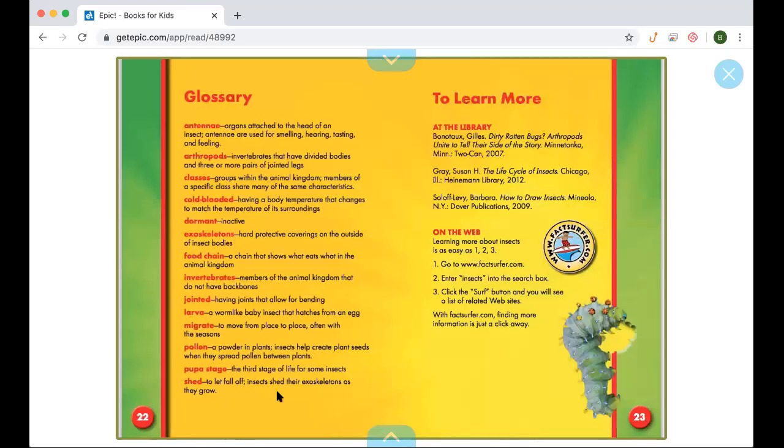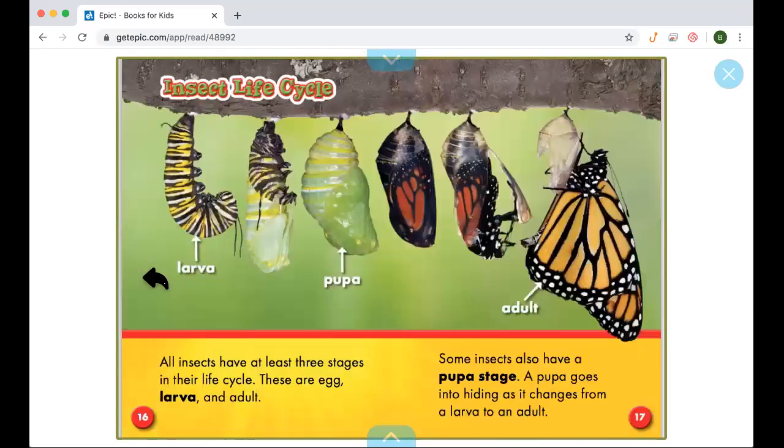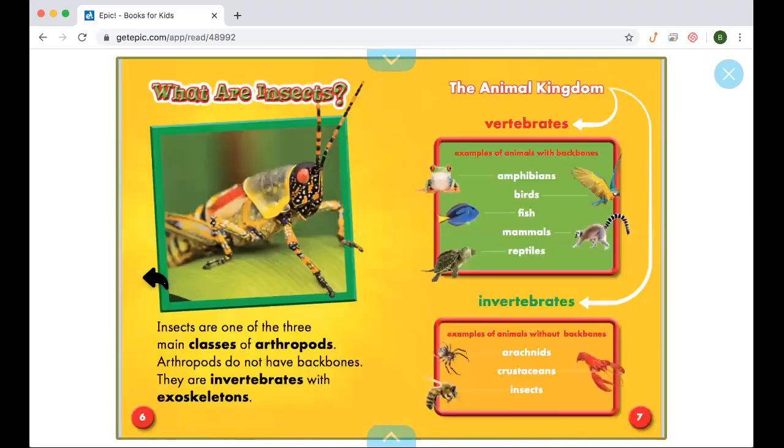And so here's a glossary, and to learn more, it says at the library, here's some books you can check out, or on the computer, here's some websites you can go to. Now, in this book, I learned so much about insects. What's one thing that you learned?